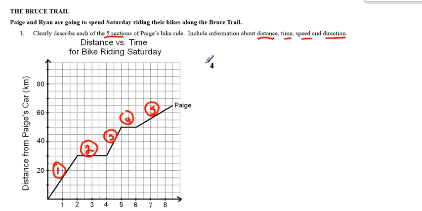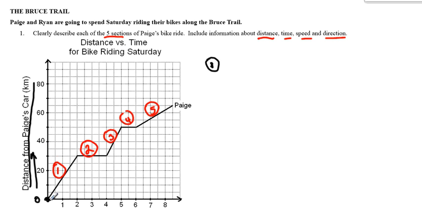So let's look at what happens during the first part of Paige's bike ride. So we know that she starts off somewhere. Well, I need to know where that is. And to know where that is, I'm going to look here because it tells me that what I'm measuring along this vertical axis is the distance from Paige's car. So if you're here, you're at distance 0, which means you're at Paige's car. And as you go up in a vertical sense, you are moving away from her car.